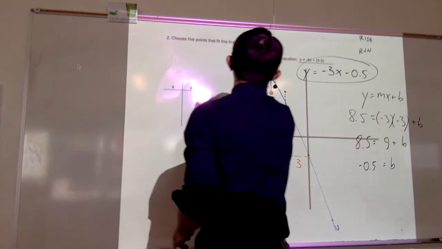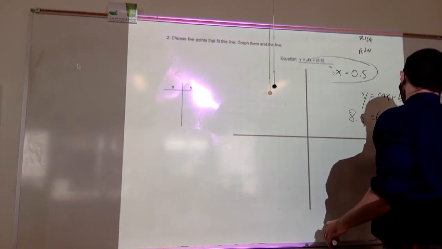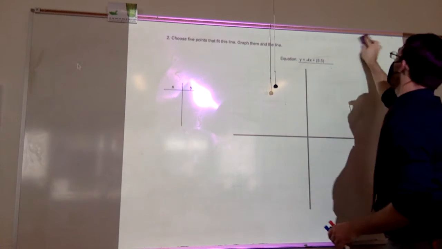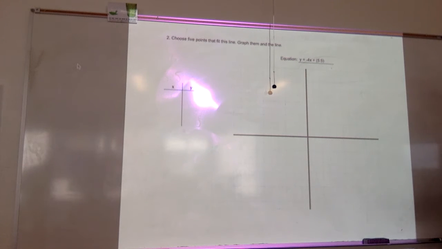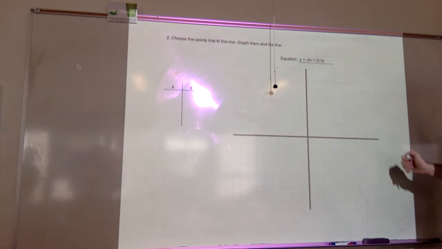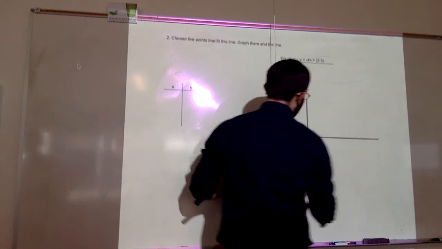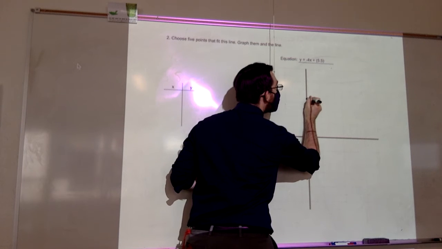Number 2. Choose 5 points of fitness line. Graph them, end the line. Let's see. So that line right there, I'm going to graph it first because that's going to help me find the points. Negative 4x plus 5.5 means that I can start at 1, 2, 3, 4, 5.